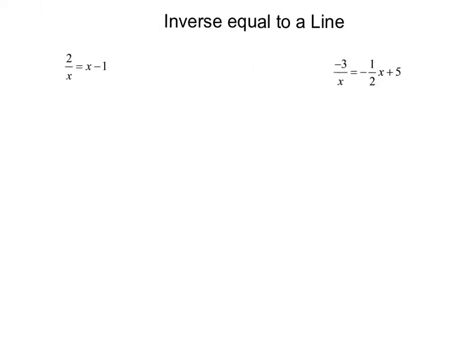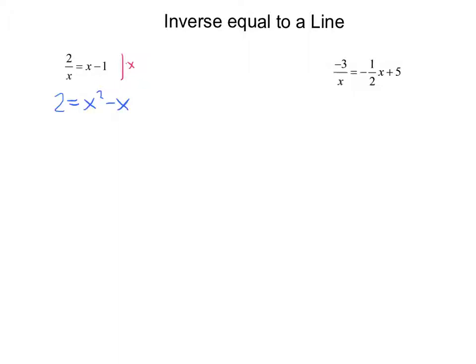Hello there. Let's do a little bit of algebra of solving for when an inverse is equal to a line. So the first step that I'm going to do is get rid of the denominator down here, dividing by x. So I'm going to multiply both sides by x.